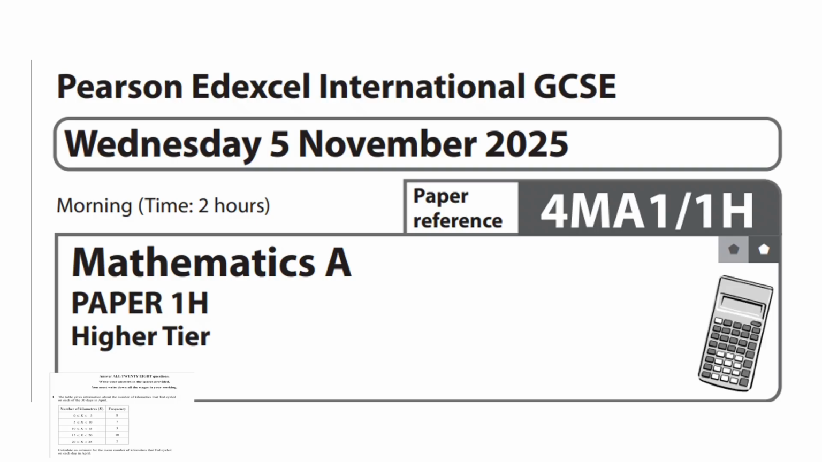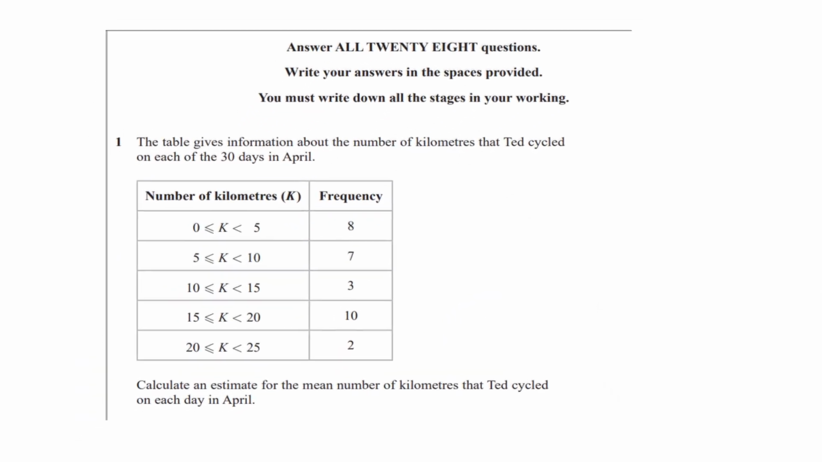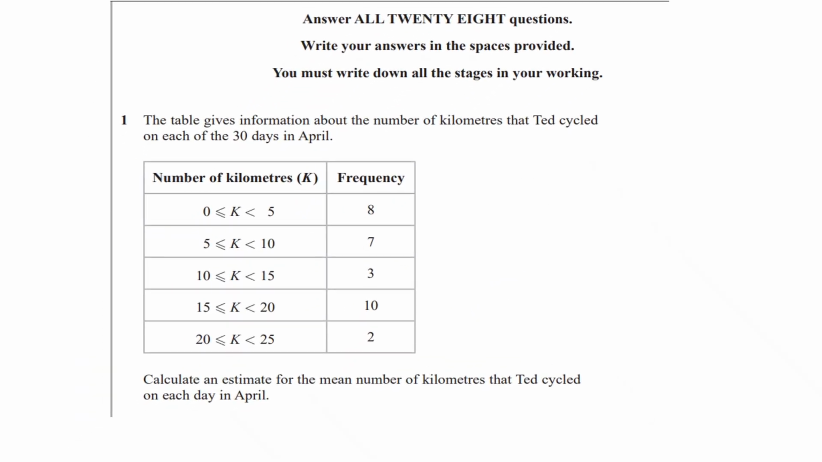So question 1. They gave you some table and they asked you to estimate the mean. To estimate the mean, we need to add 2 columns. One column for the midpoints. It's this column here. But the question is, how do we find these points?